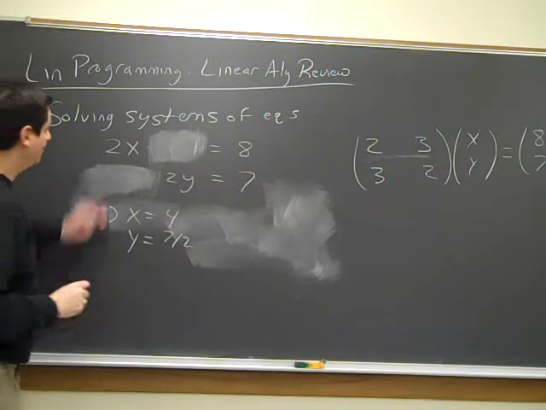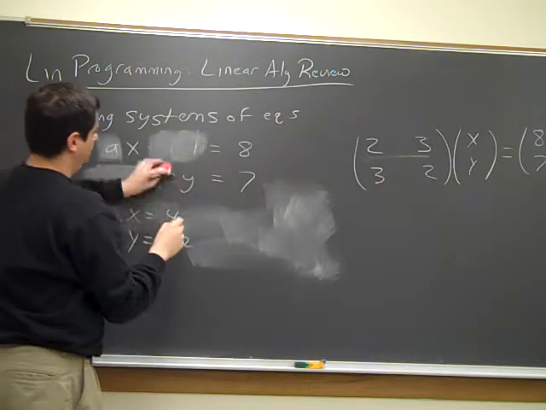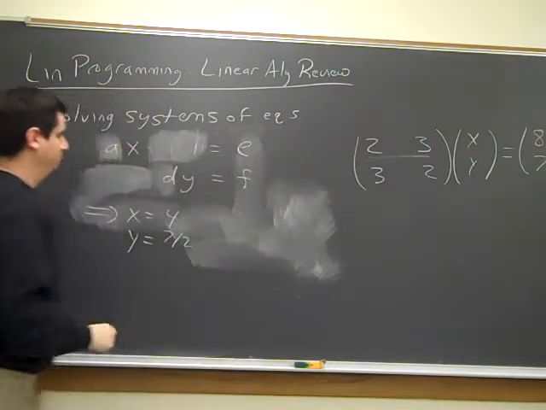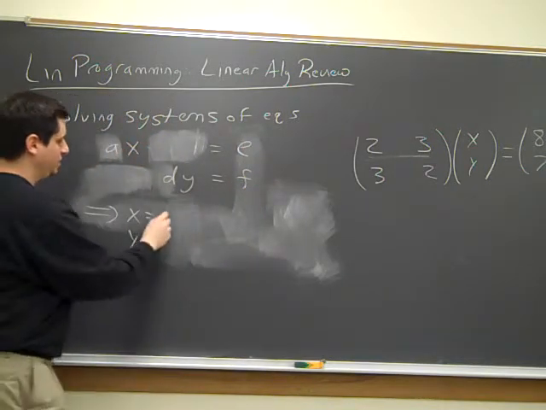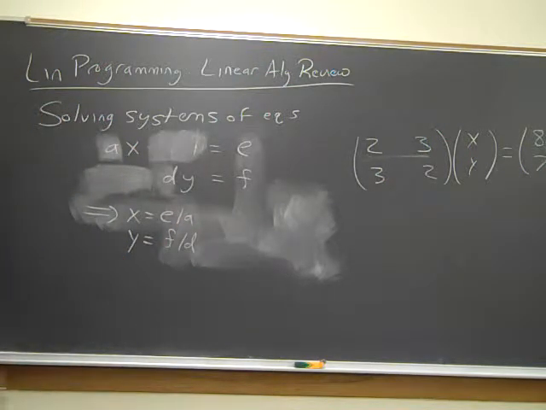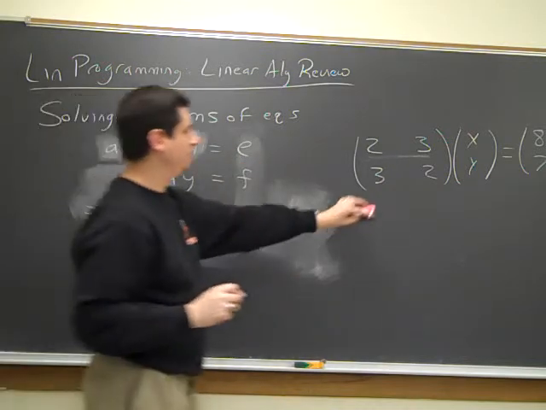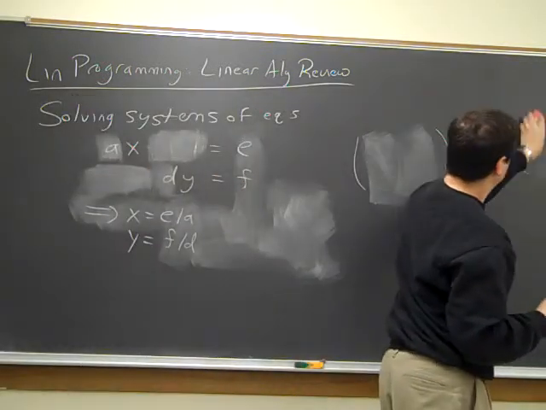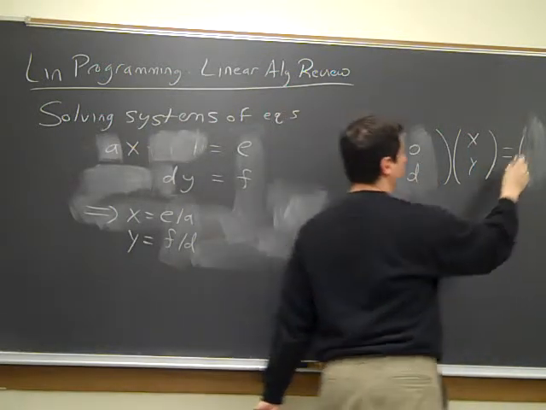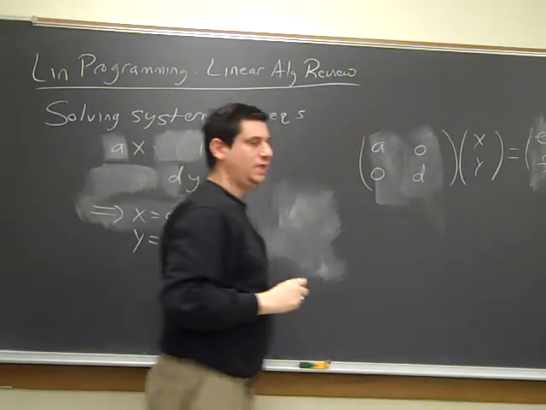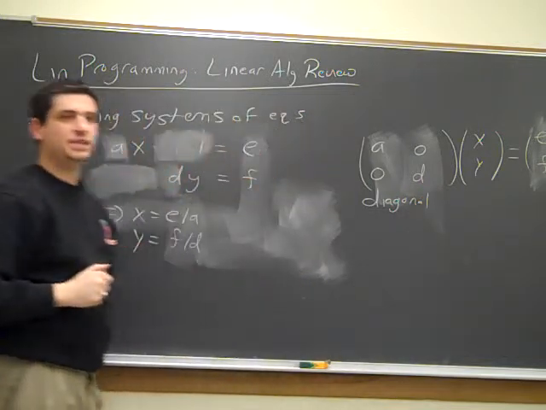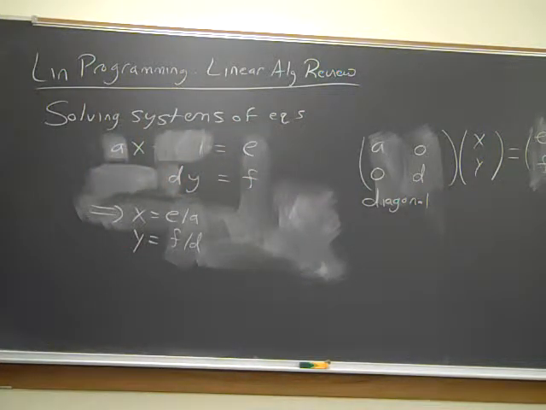Or more generally, if I gave you ax equals e and dy equals f, then there's no problem here. It would just be x equals e over a, y equals f over d. If we look at what this would be on the corresponding matrix side, we would have something of the form [a, 0; 0, d] times (x, y) equals (e, f). And so we'll call this a diagonal matrix.